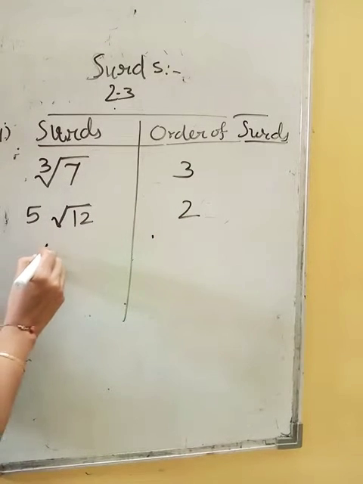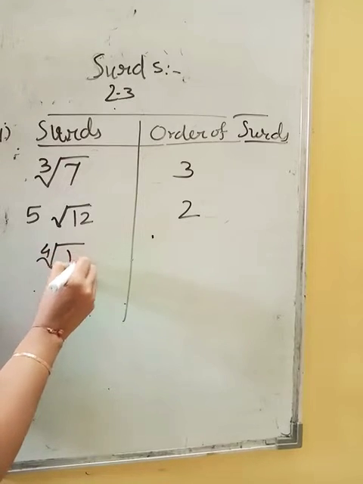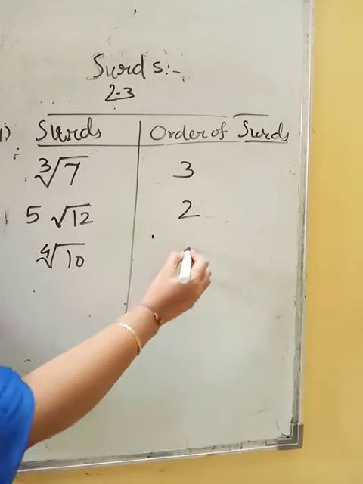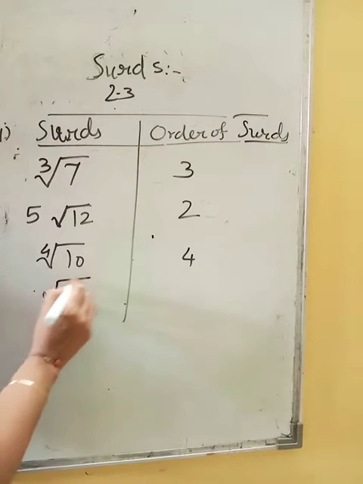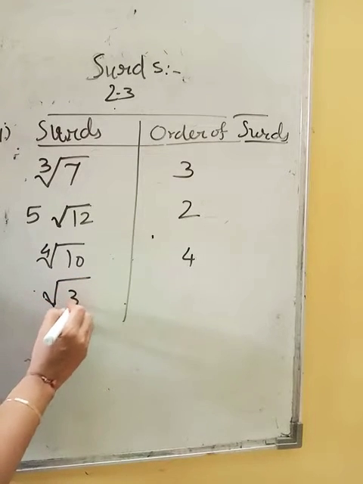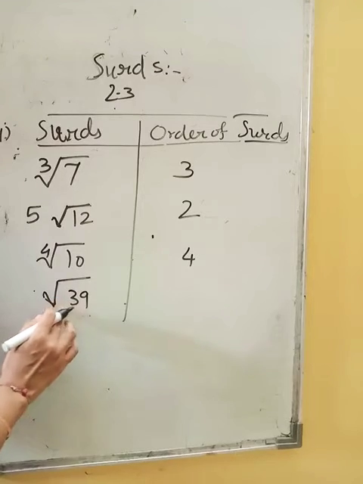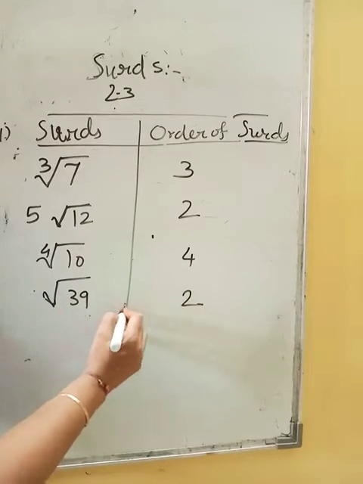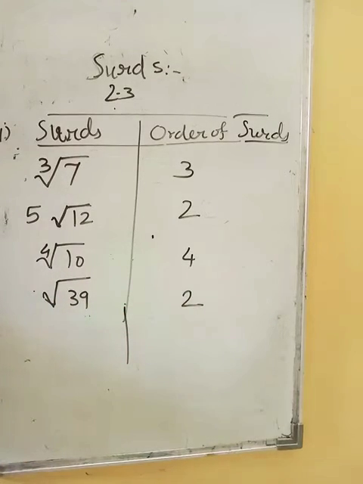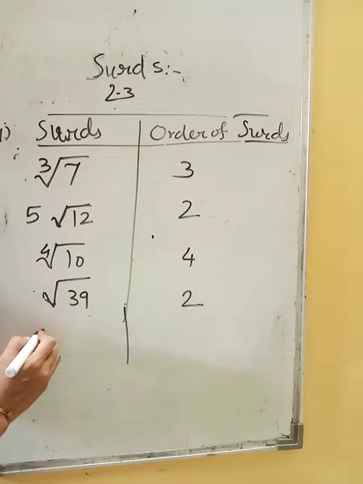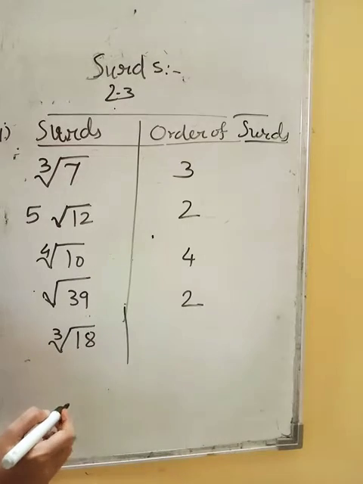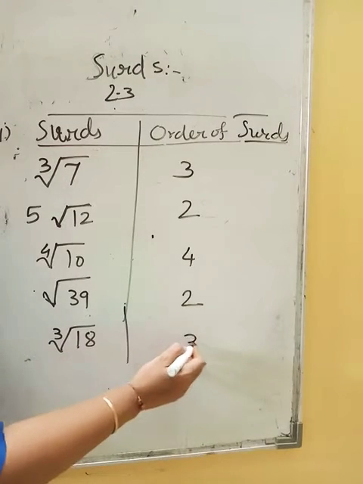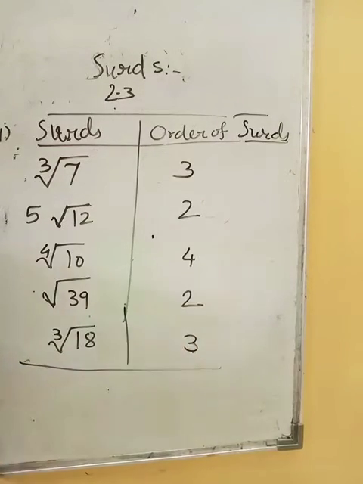Then here fourth root of 10. 4 is inside. So order will be 4. Square root of 39. So when you say square root, order is 2. Fifth question, third root of 18. So you have the order 3. This is a shortcut way of giving the answer.